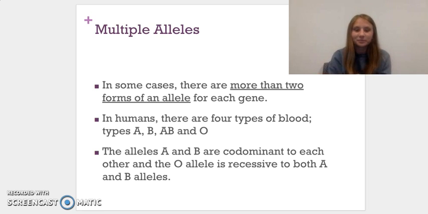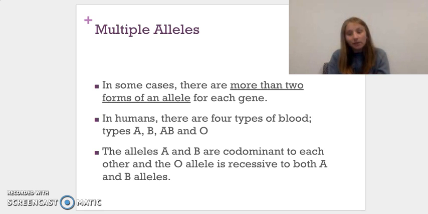So our multiple alleles, this is where we have more than 2 forms of an allele for each gene. It's a lot of words, but when we break it down, it makes more sense. So for example, in humans, we have 4 different types of blood types. We have type A, type B, type AB, or type O.